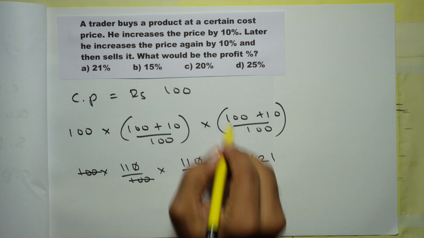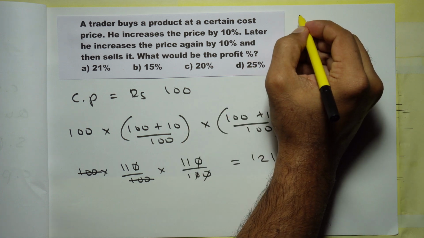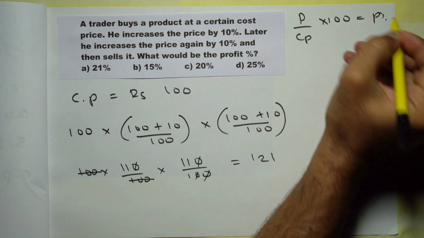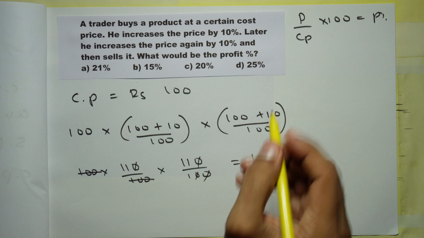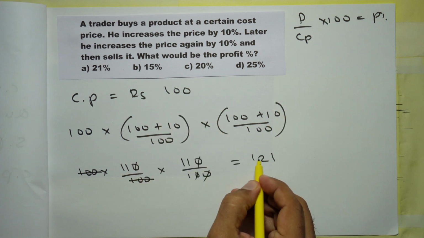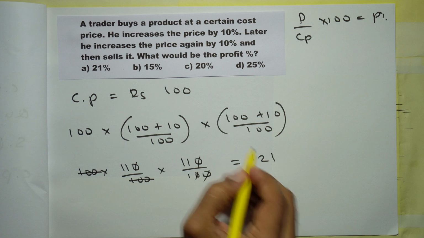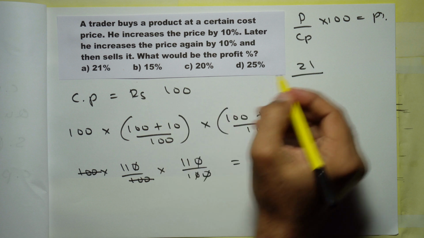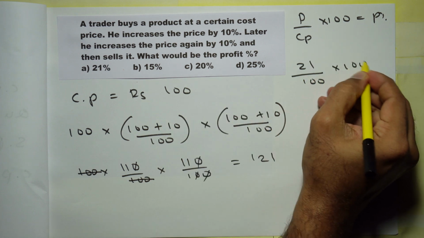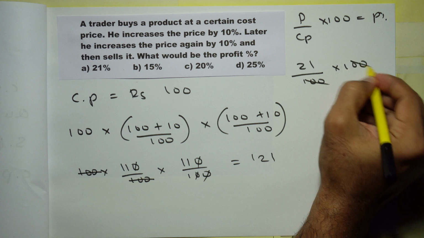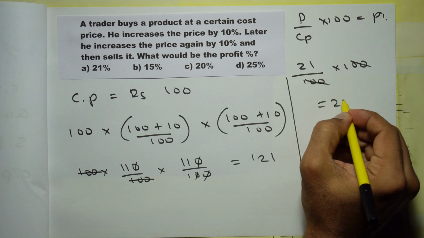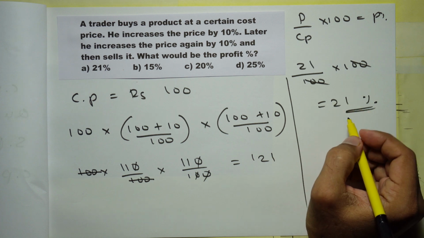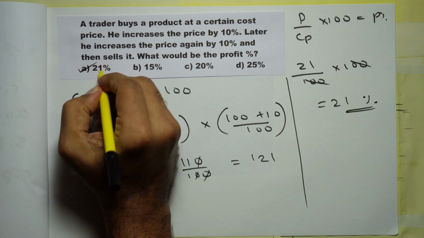Then what will be the profit percentage? You have the basic formula: profit out of CP into 100 gives you profit percentage. So we'll just substitute into this formula. His cost price is 100, he'll sell it at 121. So 121 minus 100, profit is 21. Out of CP, which is 100, into 100 gives you profit percentage. 100 and 100 cancel out. So what we get is 21% profit. So effectively there will be a 21% profit. Hence option A, 21%.